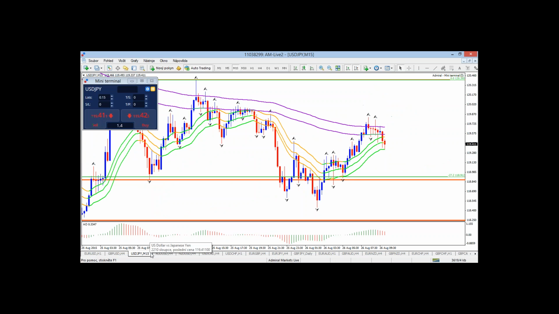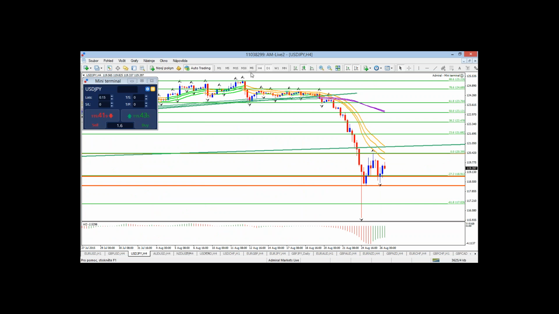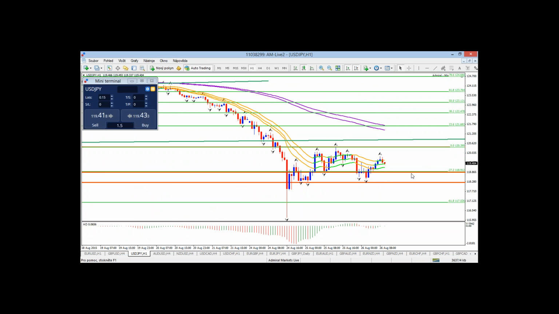Let's see if we can find more practical examples. Let's take a look at the dollar yen on different time frames. Dollar yen, we were looking at the break of this 119, 118.25 zone. It hasn't happened yet. Still valid, the break to the downside here, below that support level.